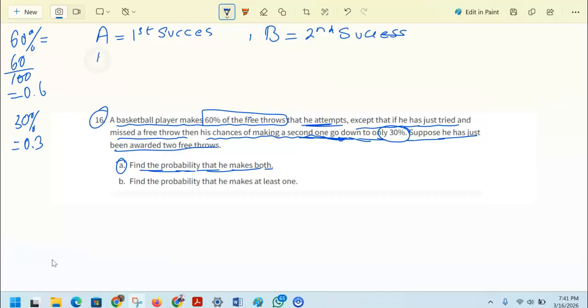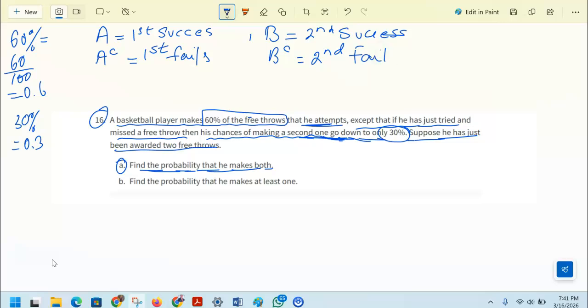Now, if he fails, we will write the complement. What does this basically mean? That he fails. So the first time he does not succeed, that means he fails. And here B complement is, the second time he makes an effort, the second time also he fails.